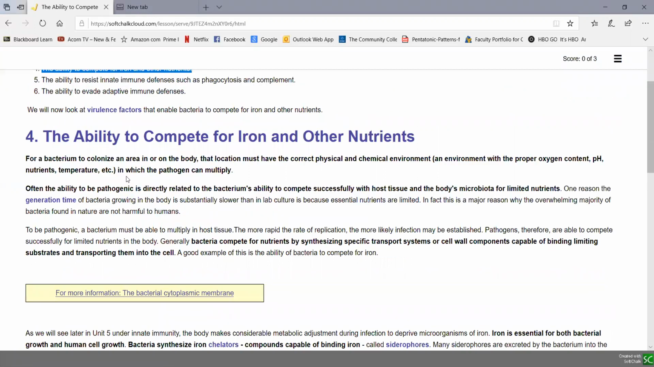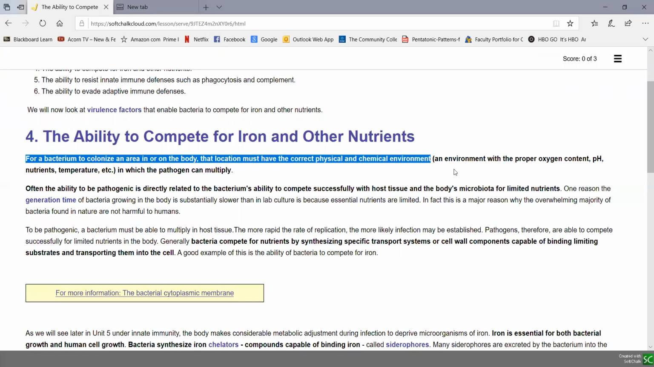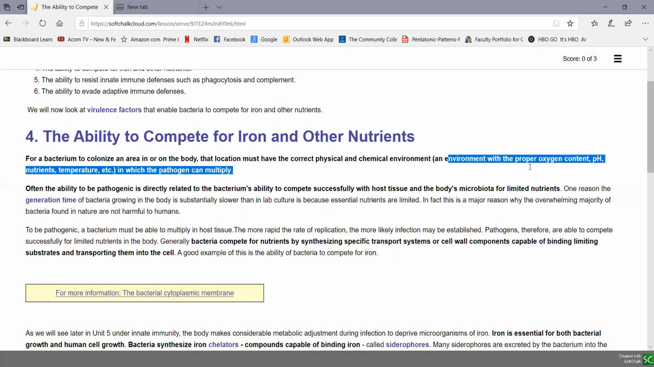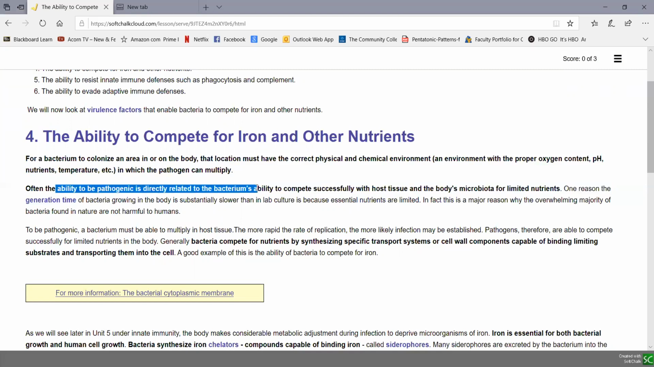So as we learned earlier in the semester, for a bacterium to colonize an area in or on the body, that location of the body must have the correct physical and chemical environment. That is, an environment that has the proper amount of oxygen content, the right pH, the right nutrients, the right temperature, and such. And those are the things that would be needed for that pathogen to multiply in that part of the body. So often the ability to be pathogenic is directly related to the bacterium's ability to compete successfully with host tissue and with the body's microbiota for limited nutrients.